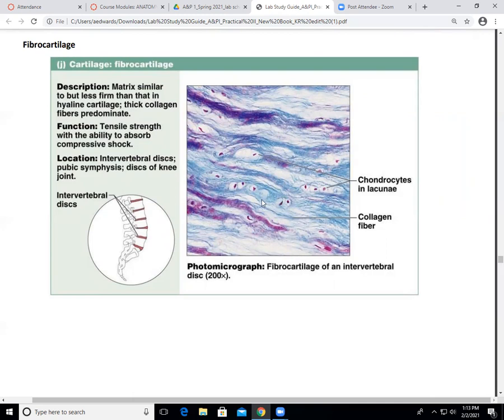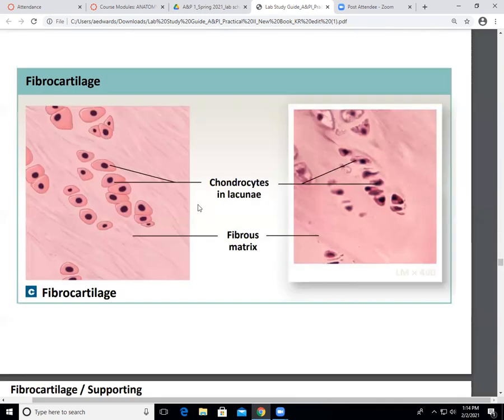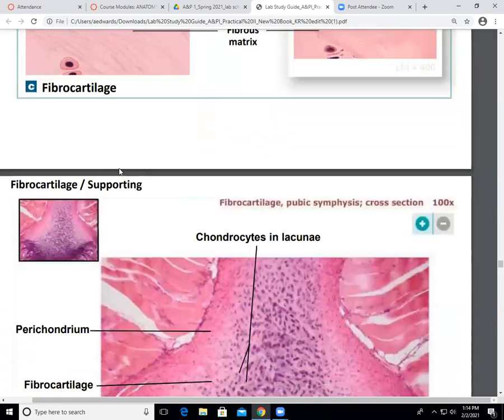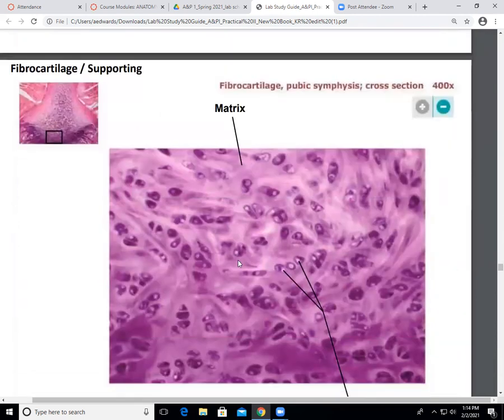And these fibers are collagen fibers. Okay, so collagen fibers are more for strength. Elastic fibers are more for flexibility. Okay, so that's kind of a theme that you want to remember: elastic fibers are more for flexibility, collagen fibers are more for strength. All right. So here are the fibers in the matrix for your fibrocartilage. Again, you can see your chondrocytes and their lacunae. Again, same. Got some fibers in that cartilage. All right.